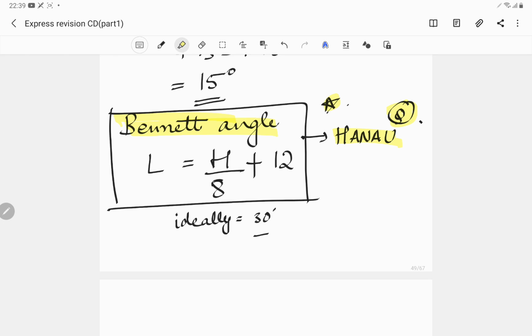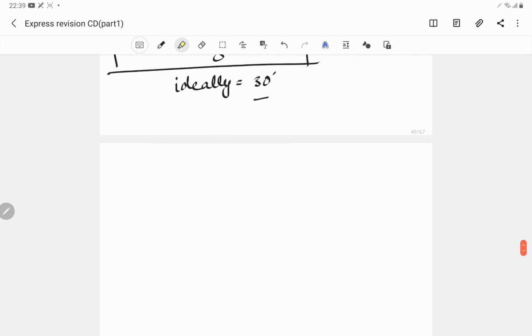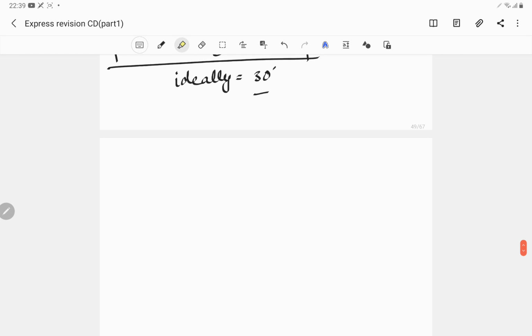So keep on watching and let's do a little more, that is the movement in the horizontal plane. How are we going to check all these movements in which all planes?